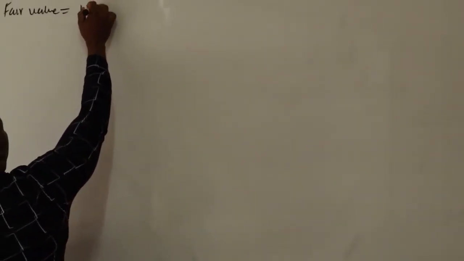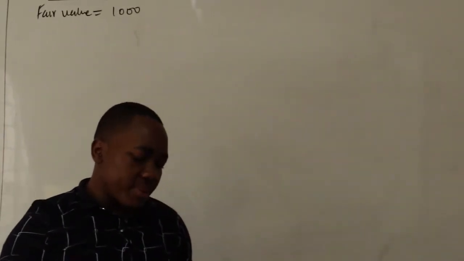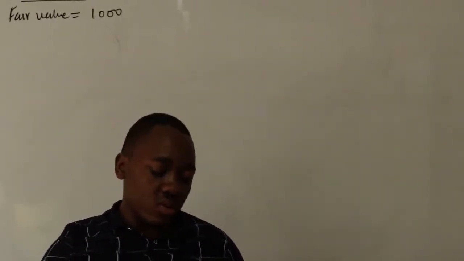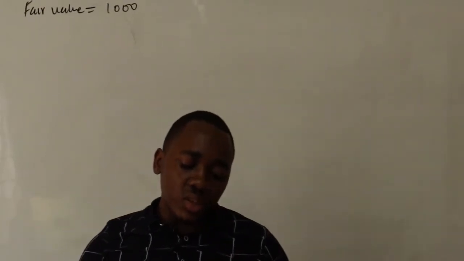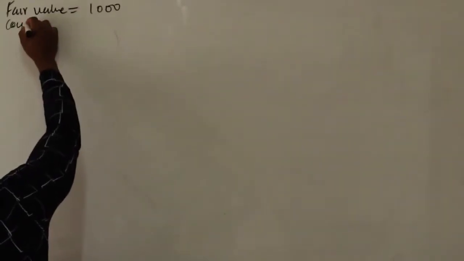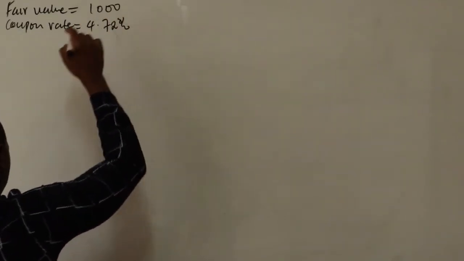You are told that on 1st January 2012, Mark Limited purchased a debt instrument at its fair value of 1,000. Remember, fair value is the market value of 1,000 Kenyan shillings. The debt instrument is due to mature on 1st December 2016. So from 1st January 2012 to 1st December 2016, that's a duration of 5 years. Interest on the debt instrument is at the rate of 4.72 coupon rate. So we are given a coupon rate of 4.72.